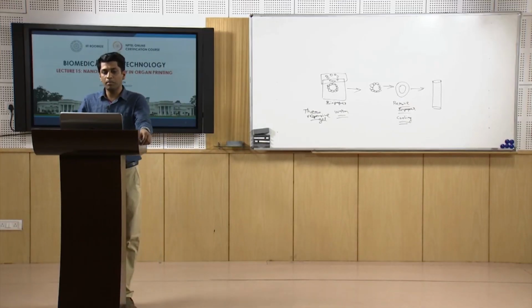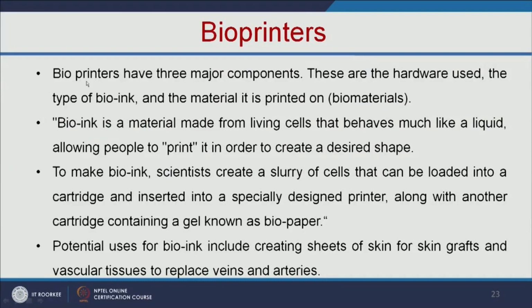So, let us see these bioprinters in detail. The bioprinters have three major components. The first one is the hardware used, the next one is the type of bio ink, and the third one is the material it is printed on. Here, the bio ink is a material made from living cells that behaves much like a liquid, allowing people to print in order to create a desired shape. To make the bio ink, researchers create a slurry of cells that can be loaded into a cartridge and inserted into a specially designed bioprinter, and it will be printed on a gel-like substance, that is your bio paper.